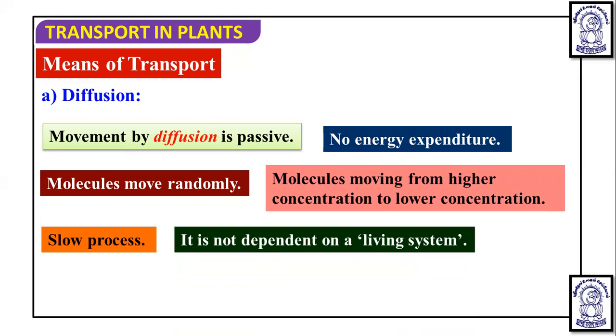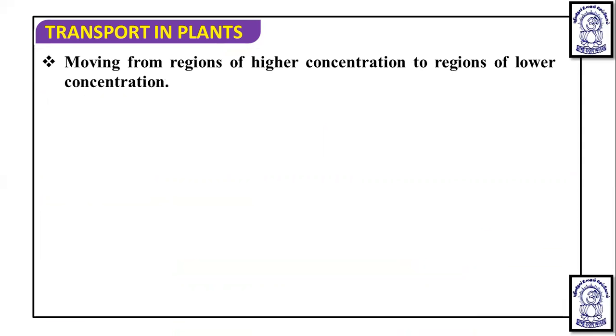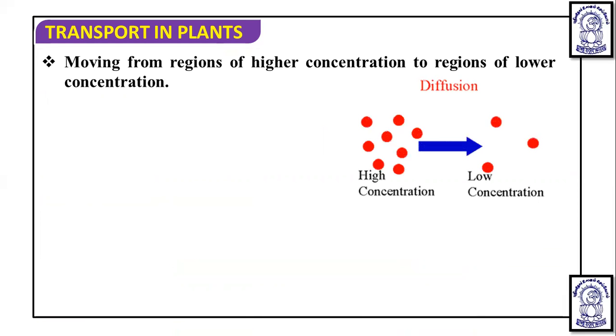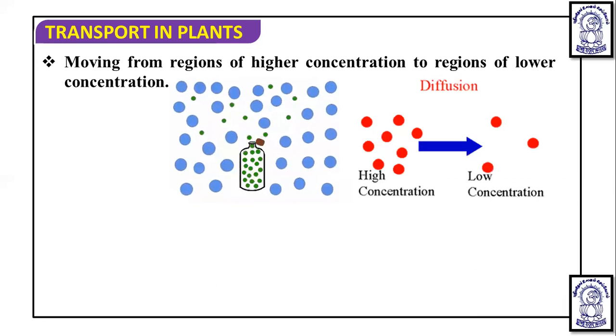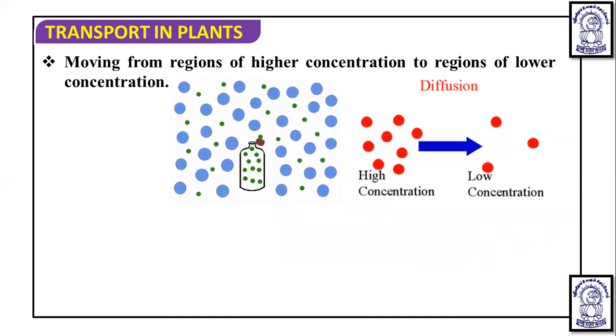And here, any living system is not necessary for diffusion, because diffusion can take place in non-living systems. Suppose there is liquid in a spray bottle, if we spray it, then it comes out in the non-living state. So it is not dependent on the living system. Moving from a region of higher concentration to a region of lower concentration of ions, particles, or molecules of solid, liquid, or gases is known as diffusion. You can see the red color higher concentration, they are moving to the lower concentration. See, green dot balls are coming out and they are evenly distributed.